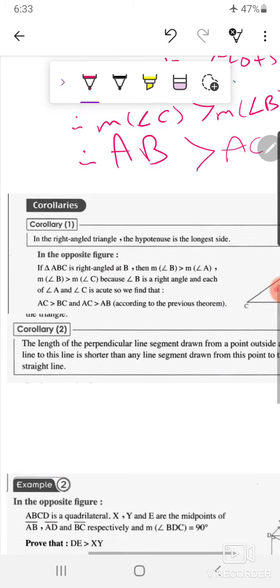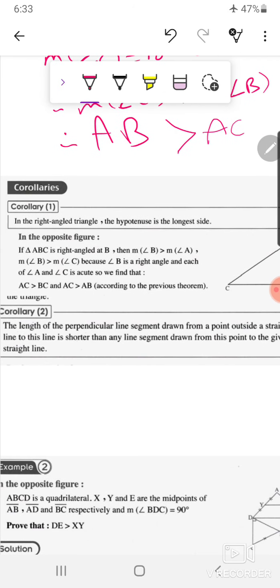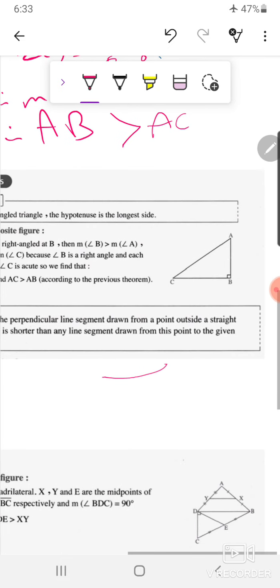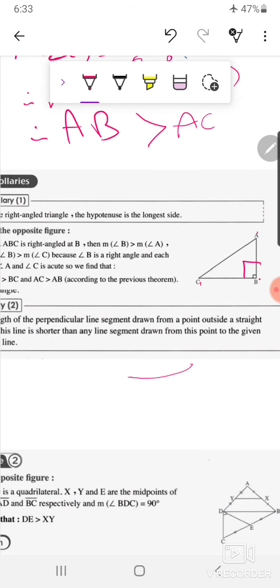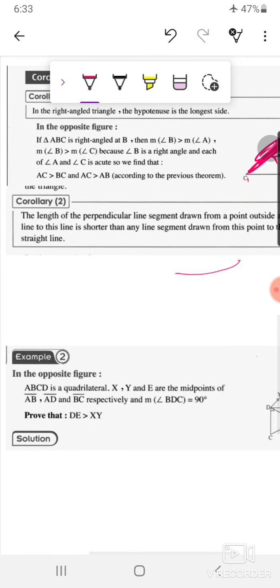Here you have corollary number 1. In a right angle triangle, like this, which is called ABC, right angle at B, the hypotenuse is the longest side. This is called the hypotenuse, which is opposite to the 90. Of course, this is the longest side. Okay, corollary number 2. Here you have corollary number 2.